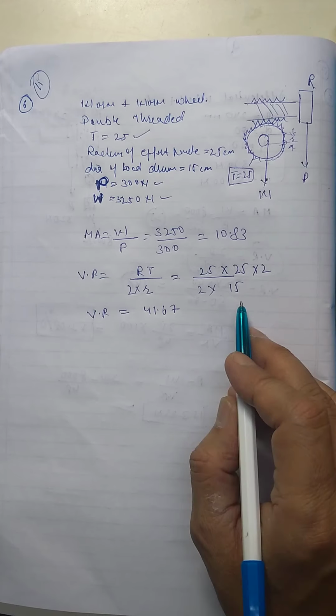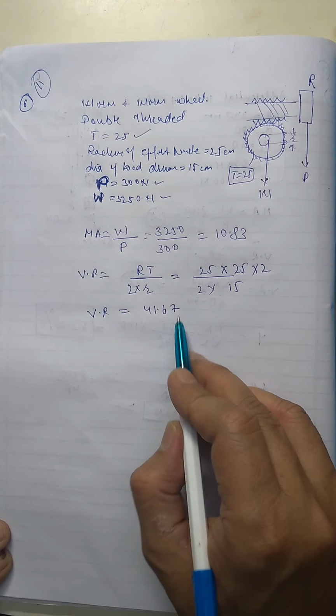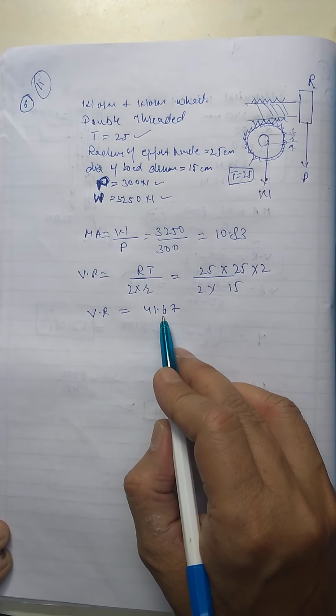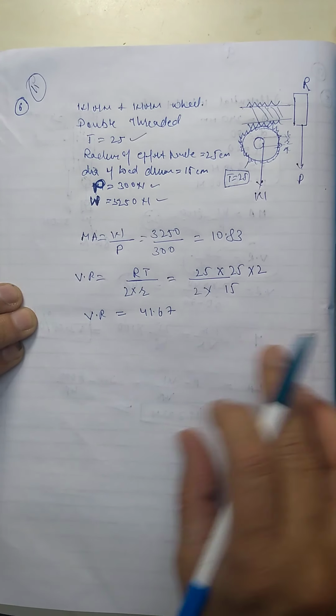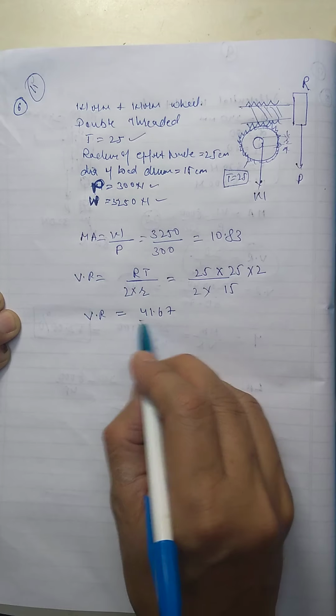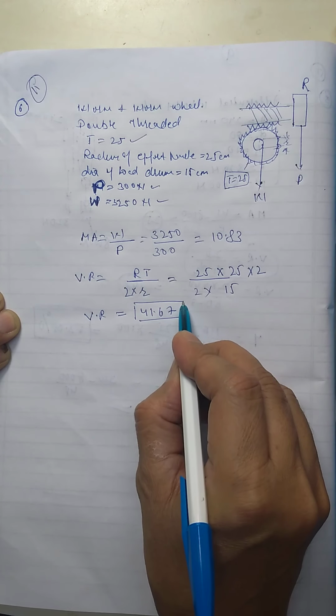I have not calculated this value myself, but I have seen it from the book, and I am just telling you the way the numericals are to be done. So the velocity ratio comes to be 41.67.